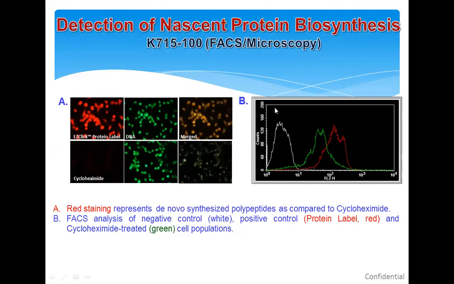On panel B, we see the FACS analysis. The negative control is white. The positive control is all the labeled cells, in red. And then the cycloheximide treated. When the protein is newly synthesized, you see more label, versus when cycloheximide treated, you see inhibition of protein synthesis. That's why you see a lesser number of labeled cells compared to your background, the negative control, which is not treated.